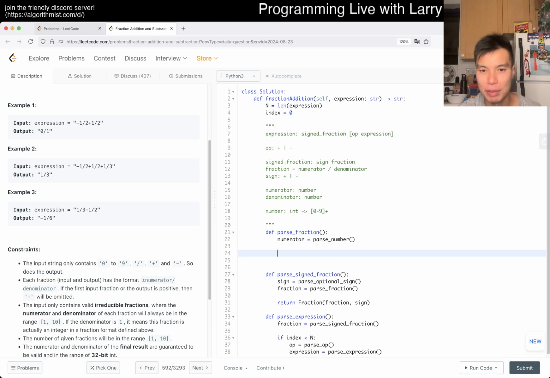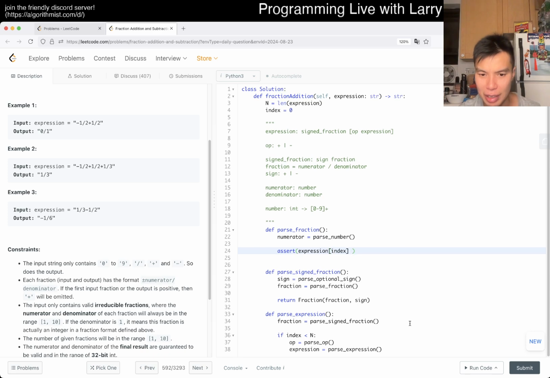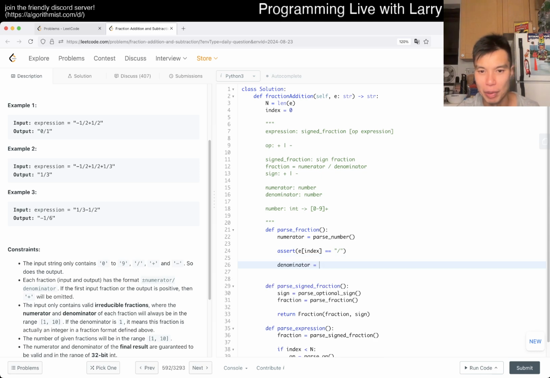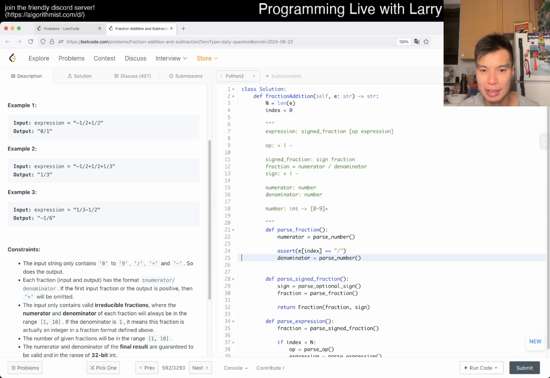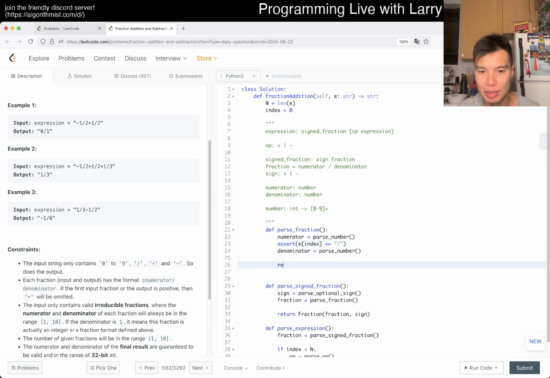And then now we also parse the, so yeah, assert that in expression of index. Did I call this, let's rename this a little bit. Let's call it y. I don't know if that's probably worse actually, but oh well. But yeah, so y of index is equal to thing, and then denominator is equal to parse number, right? And then maybe we return fraction of numerator denominator.